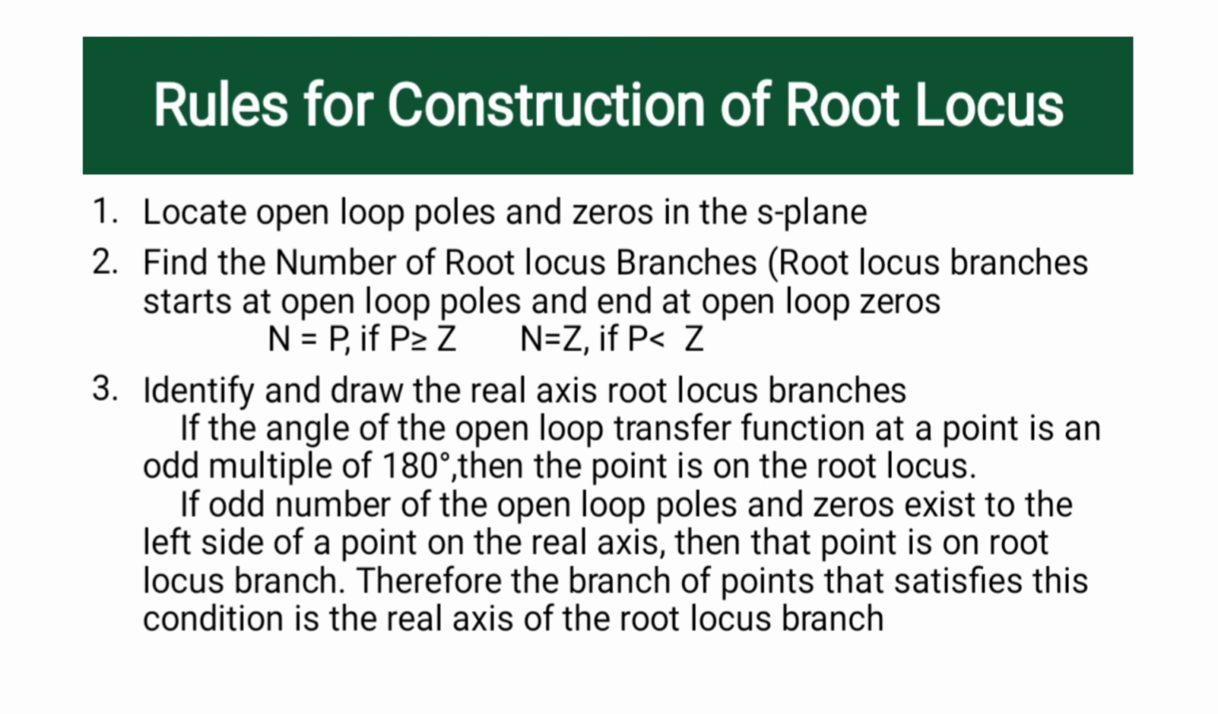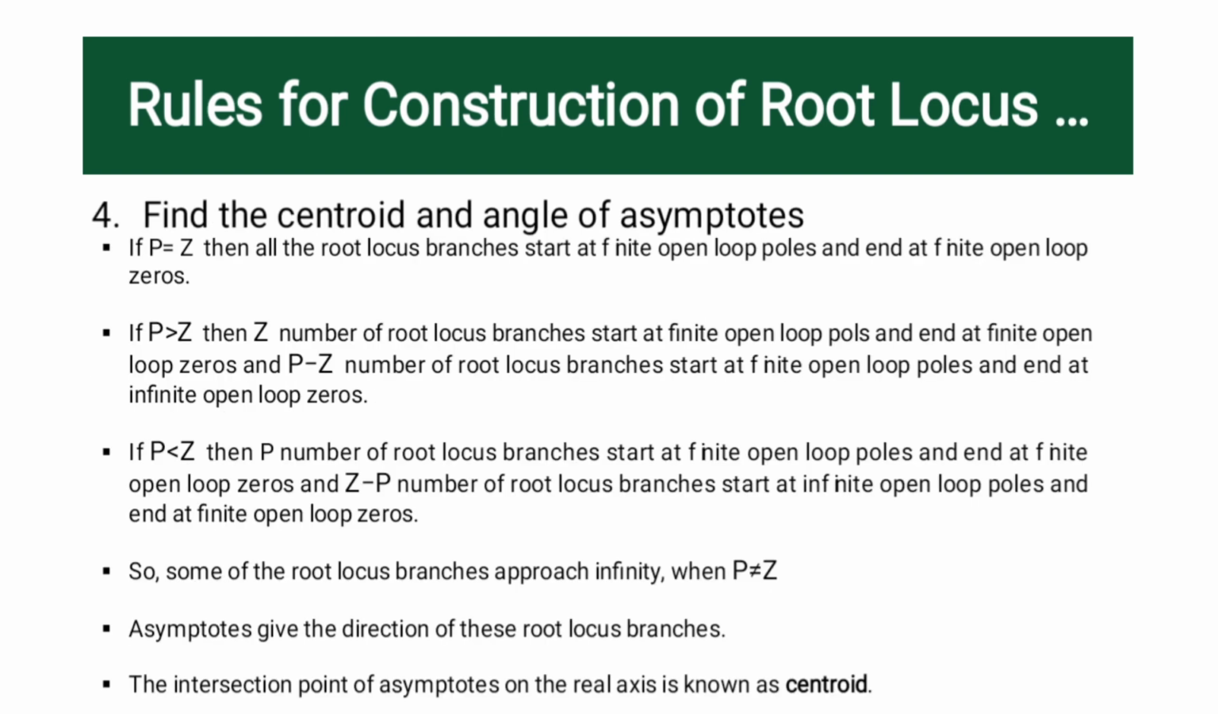If the angle of the open loop transfer function at a point is an odd multiple of 180 degrees, then the point is on the root locus. If an odd number of open loop poles and zeros exist to the left side of that point on the real axis, then the point is on the root locus branch. So now let us discuss how we can find the root locus branches.